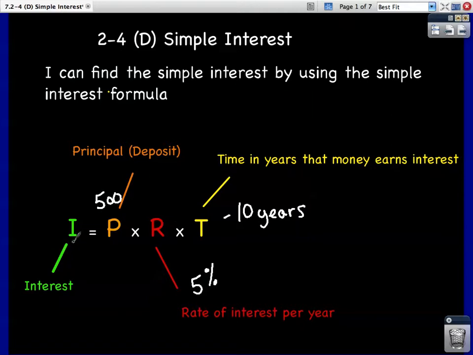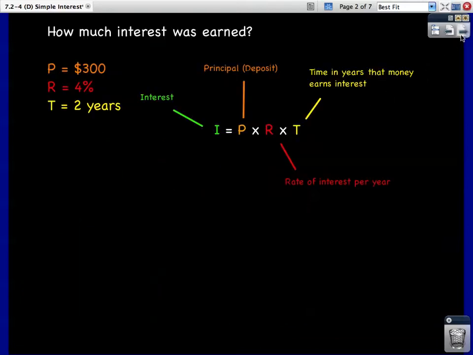And that's just the reason I guess we're doing this, because in every bank that you stick your money in, you're going to be given an interest rate. And so we just need to develop an understanding of how interest is earned. So let's look at our first example here.